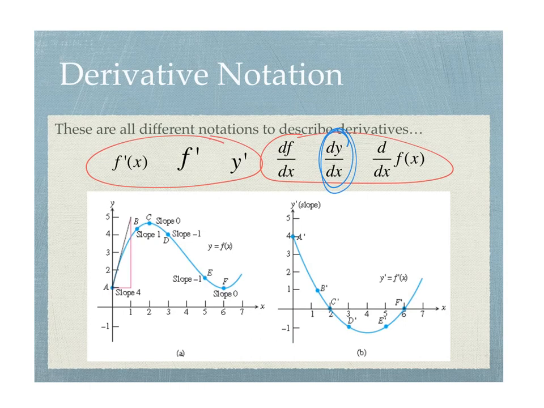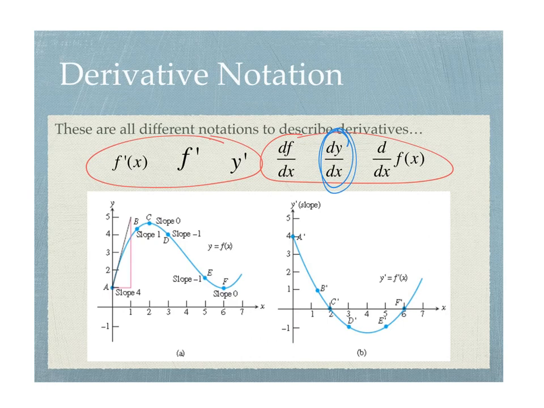The other nice thing about it is that it's clearer than the f prime or y prime because it always tells you what you're taking the derivative in terms of. It's always in terms of x. So that's what dy over dx means. It's telling you we're looking at the change in y in relation to the change in x. Whereas if you just say y prime, you don't necessarily know what you're looking at there.